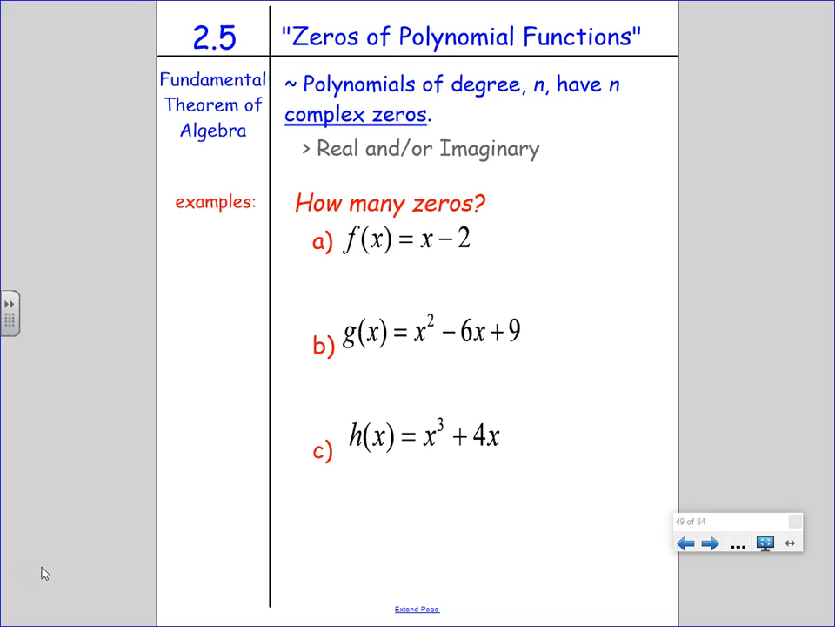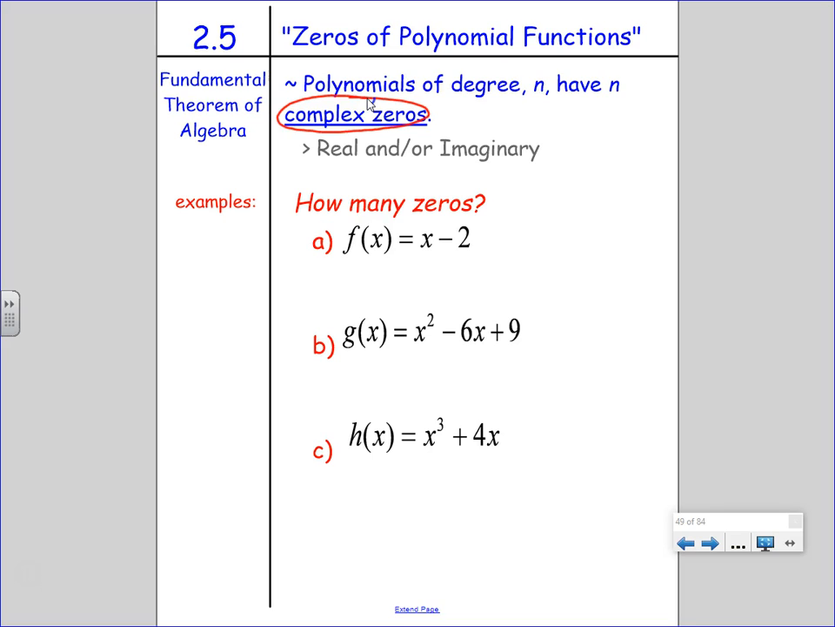The difference is that section 2.3 did not say or even allow for complex zeros. Section 2.3 was rational, or I should say real zeros. Section 2.3 said at most n real zeros. This one says, hey, it's going to have n zeros, but some of them might be imaginary. So let's check it out and see if we found the imaginary ones.